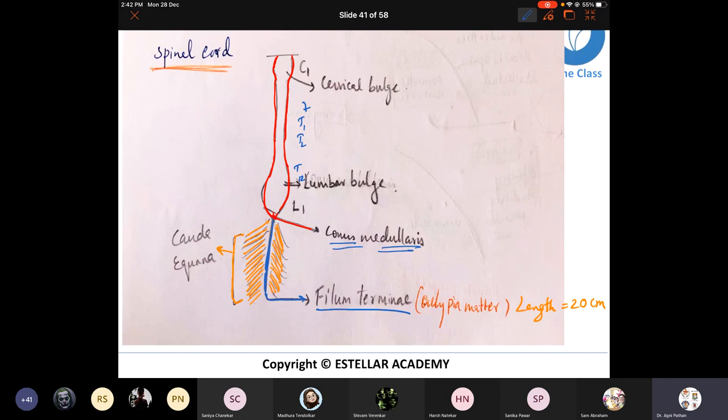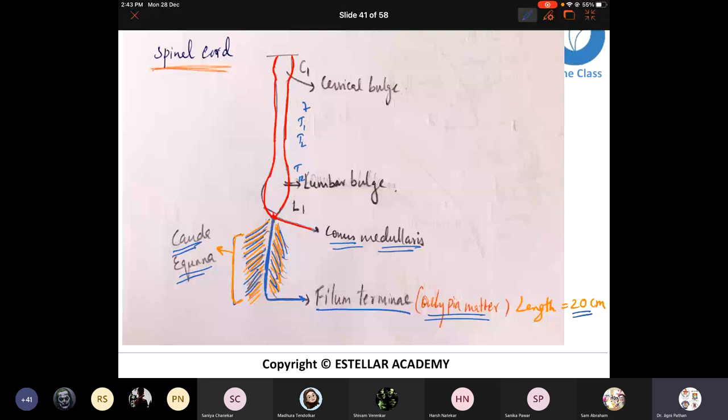Then it continues into filum terminale, which is made up of only one thing, that is called pia mater. The length of this filum terminale is 20 centimeters. It has tail-like structures, cauda. Cauda means tail, equina means horse. This structure looks like a horse tail, so it is called cauda equina. This pia mater, or the filum terminale, helps to give ventral support.